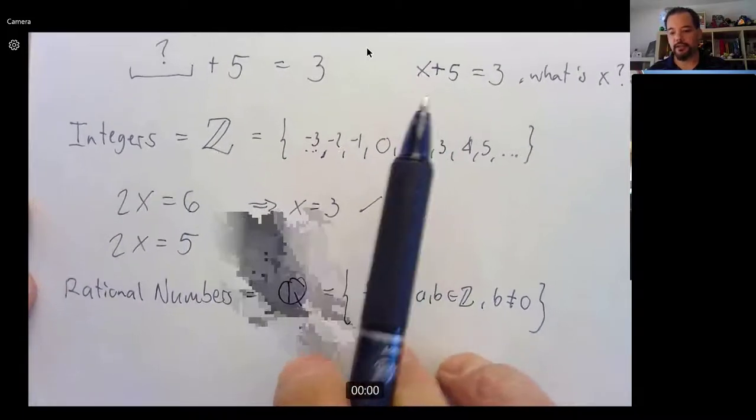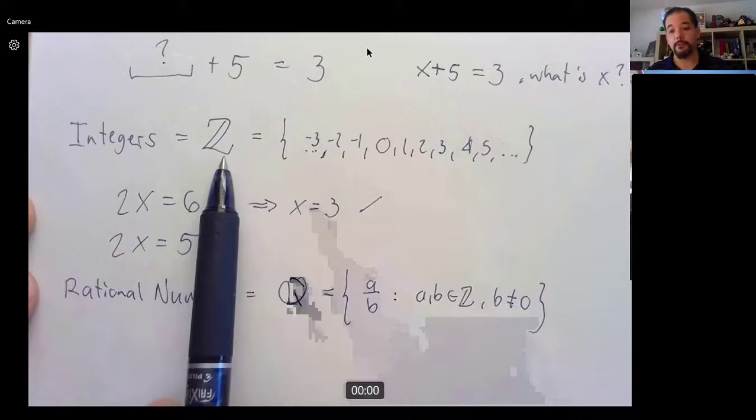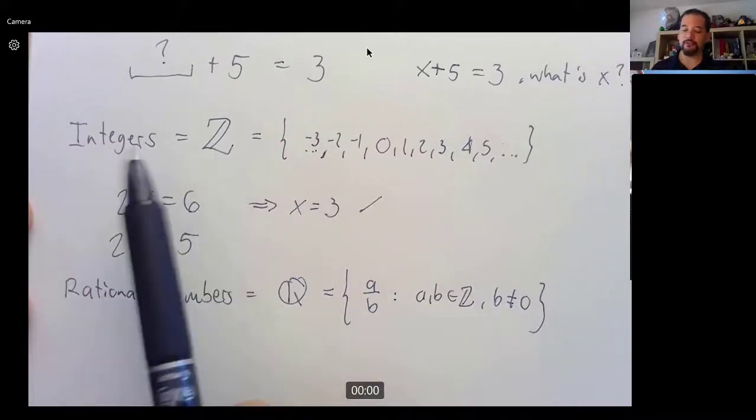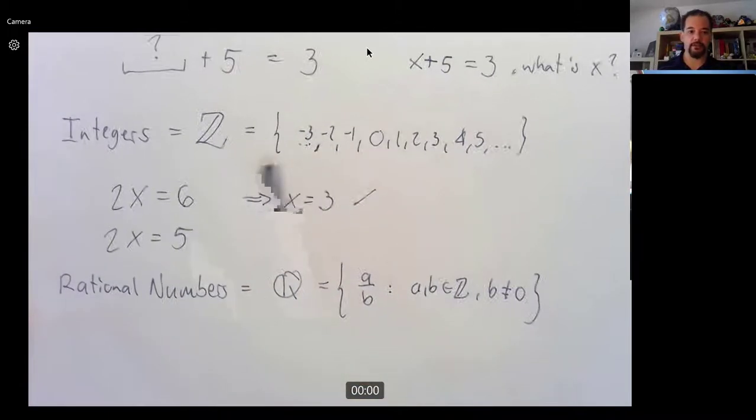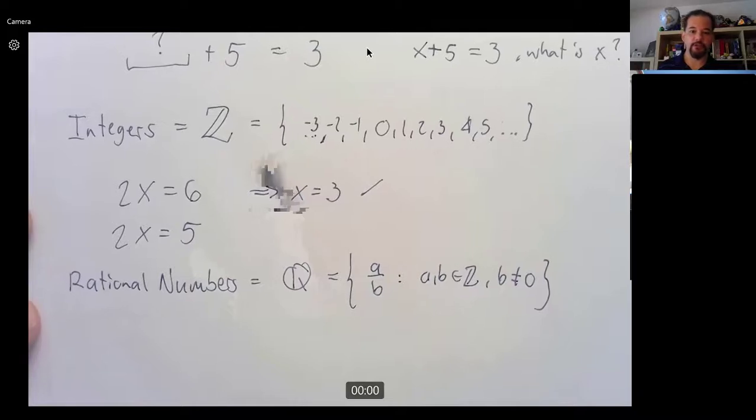And the reason why is because it comes from the German. It's the German word for number, Zahlen, starts with the letter Z. So that's where the mysterious Z comes from. A little bit of trivial information for you.